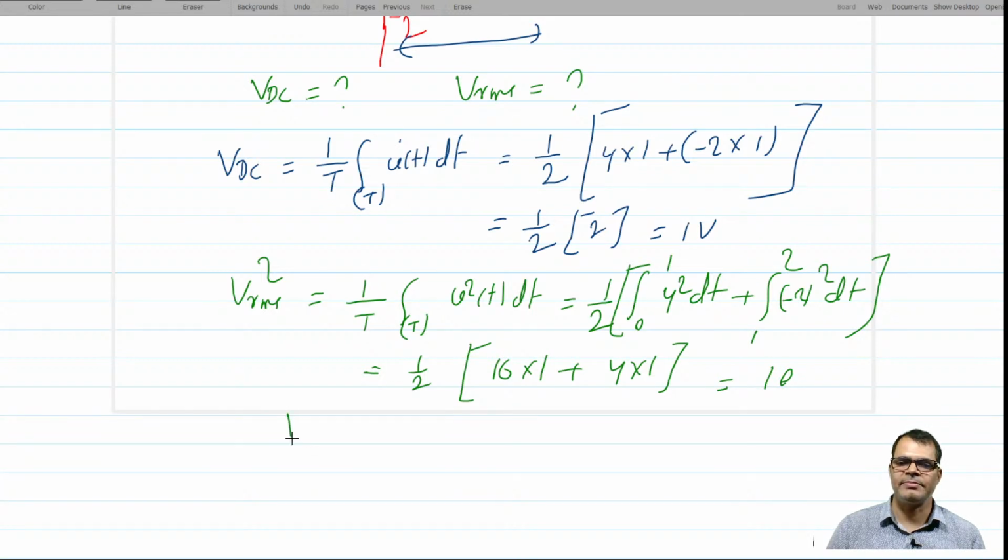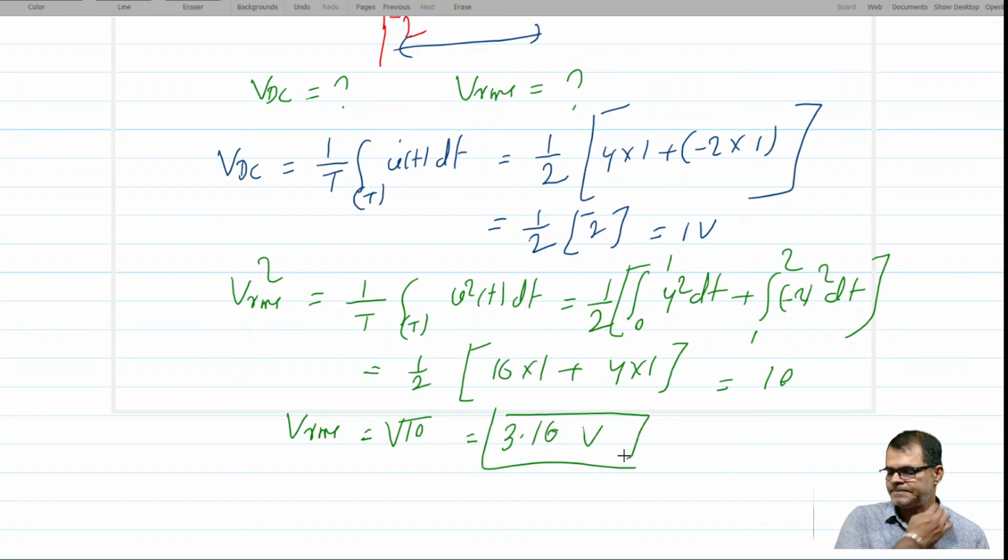And the VRMS is equal to root 10, something like 3.16. Use a calculator if you have any doubt. Don't assume anything. Any doubt? Okay. Is it clear?